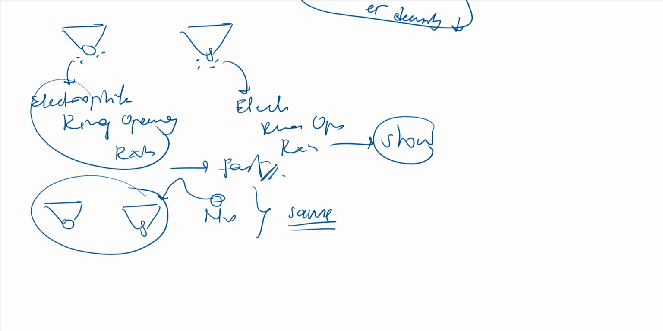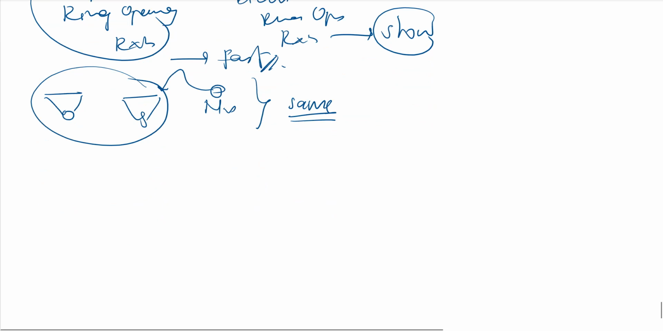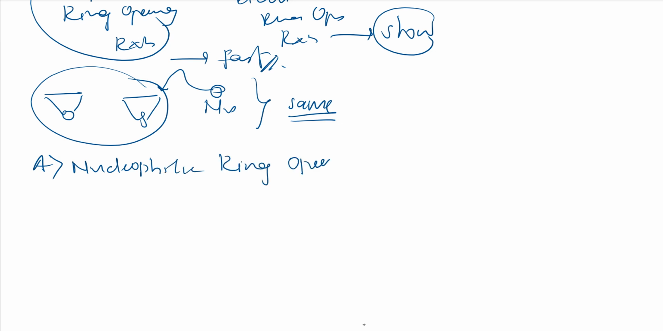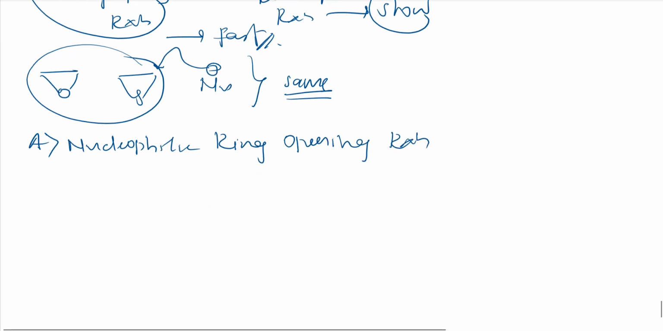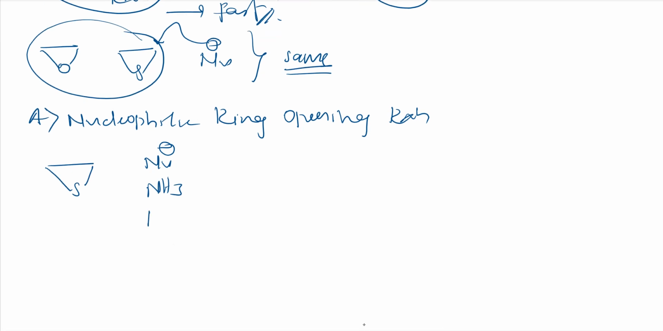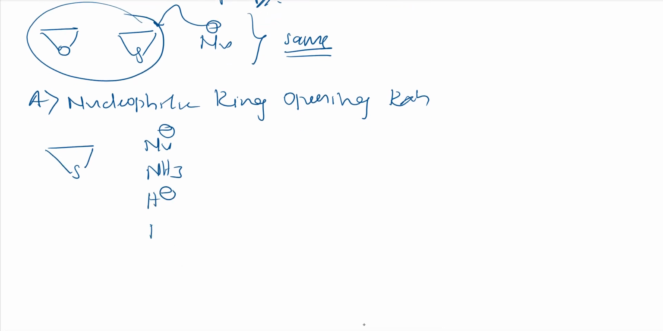We have discussed all these basics. Now let us see this reaction: nucleophilic ring opening. I hope you are understanding my handwriting. In the ring opening reactions, we take this thiirane and add a nucleophile. It can be ammonia, or hydride H minus, or, if it is a Grignard reagent, R minus. Here nitrogen will be the nucleophile.